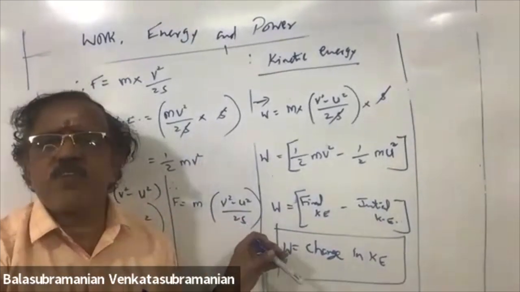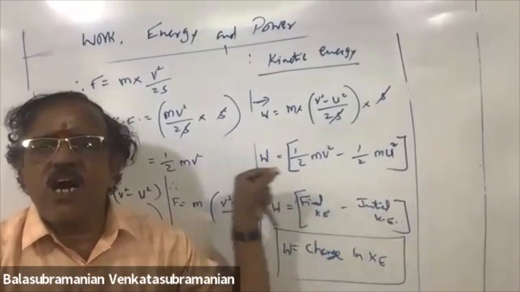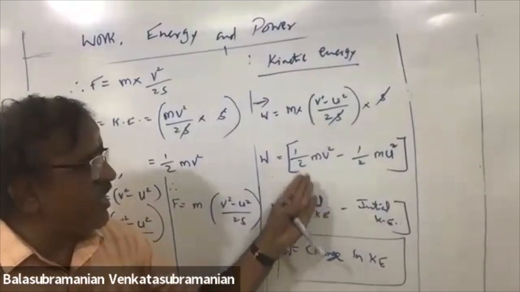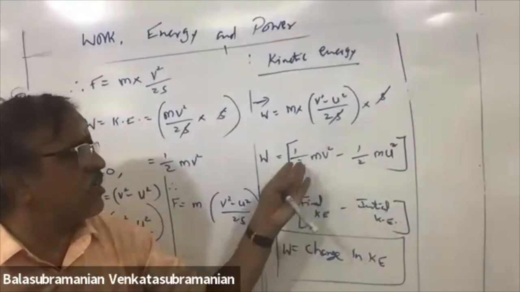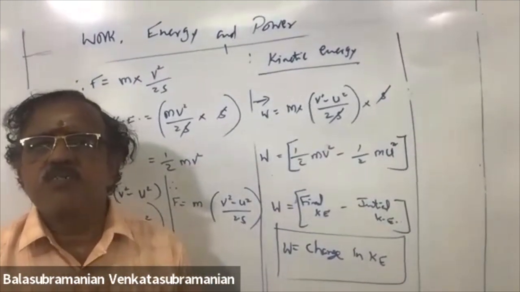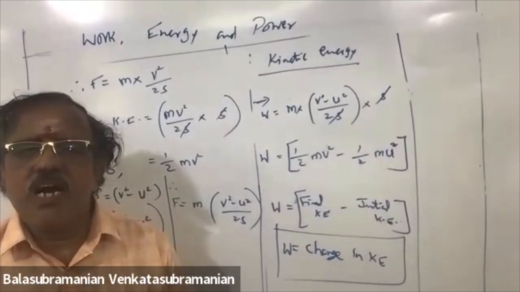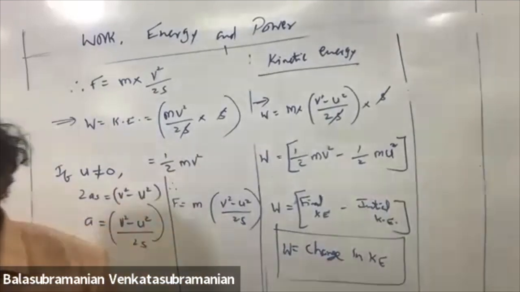So same definition. Kinetic energy is half mv square. You can write here itself, kinetic energy. If initially velocity is 0, you can take this part as 0 and write this one. So this is about kinetic energy and work energy. Okay. Next.